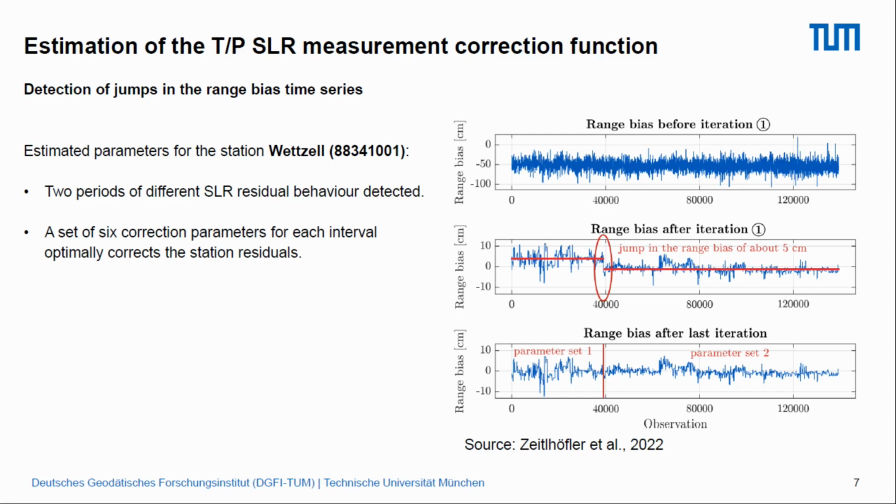Such phenomena were detected at about 5 stations of 100, though not that many. We did the detection of jumps by eye, as a colleague already told today morning, and we overcame that jump by estimating a parameter set before and after the jump to have a nice mean of almost 0 for the range biases again.